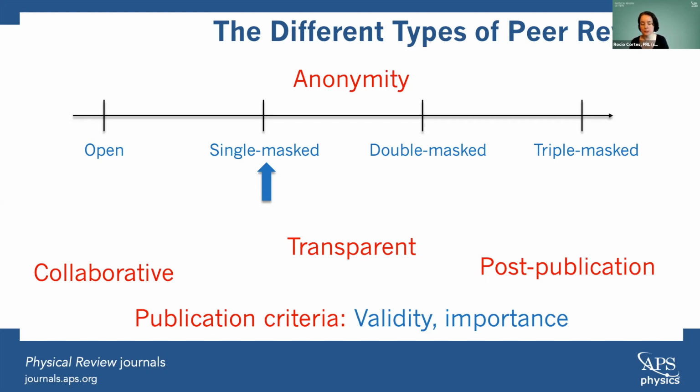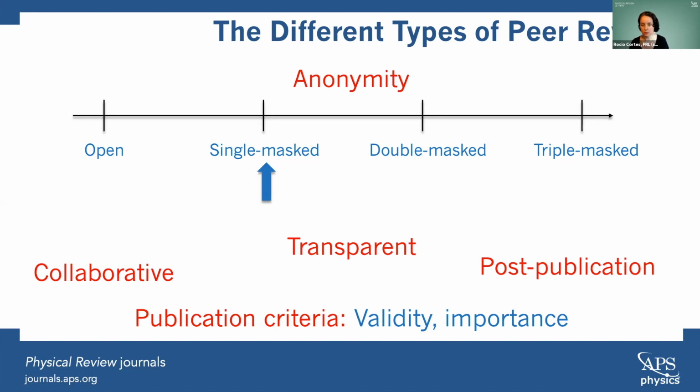For example, this imbalance of anonymity between authors and reviewers might give rise to some biases in the review process. In order to address those biases, there are other types of peer review that people are trying, and that are in fact now common in humanities and social sciences, and are now being tested also in science journals. These other types of peer review are called double mask or triple mask.